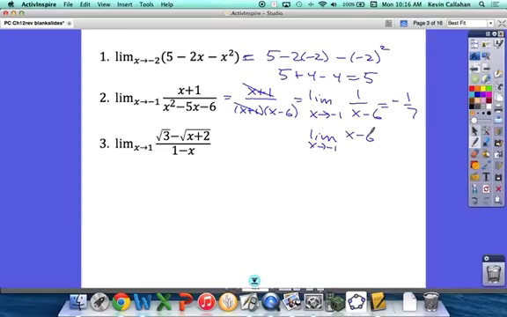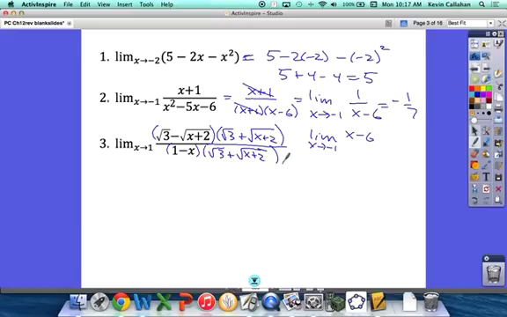What was the strategy, the technique for this one? You multiply by the conjugate, right? What is the conjugate of that numerator? The square root of 3 plus the square root of x plus 2. It's the same expression, but that minus turns into a plus. So it should have looked like the square root of 3 plus the square root of x plus 2 divided by the square root of 3 plus the square root of x plus 2.